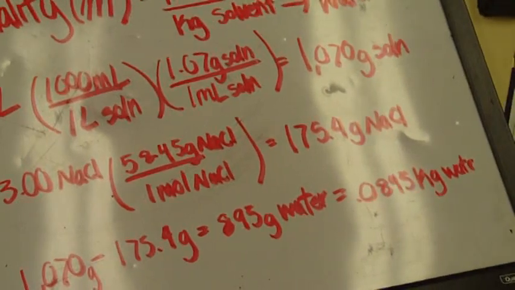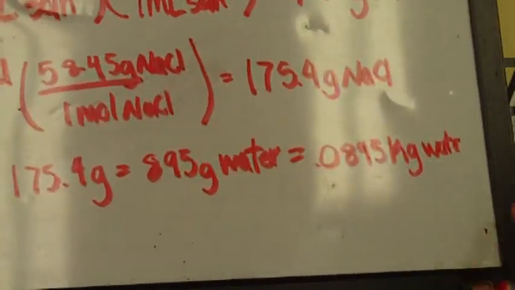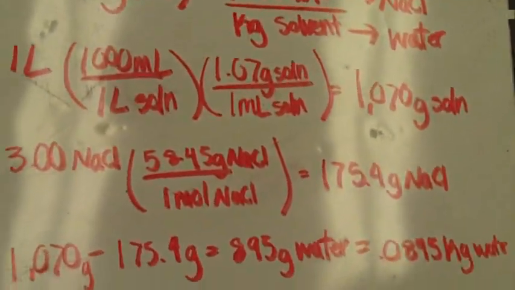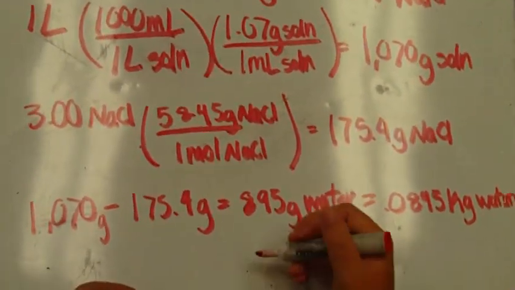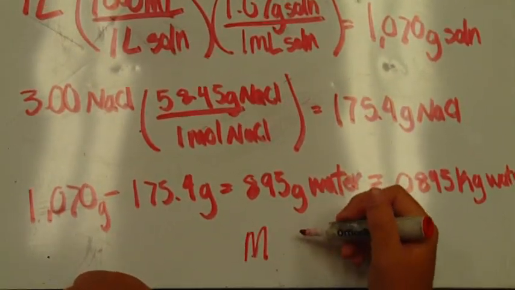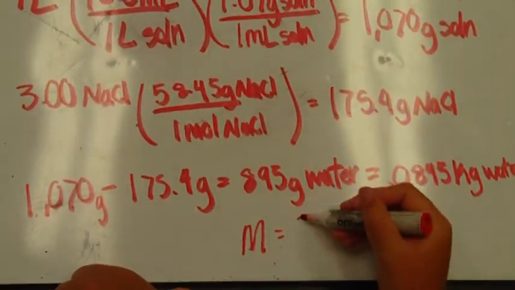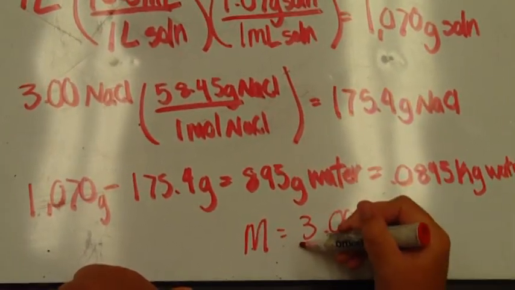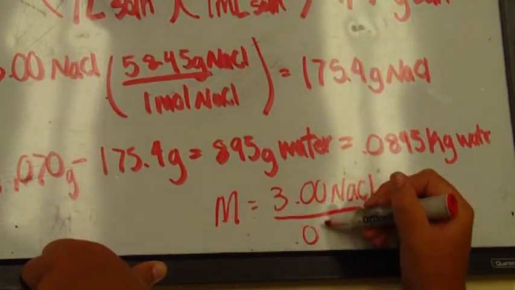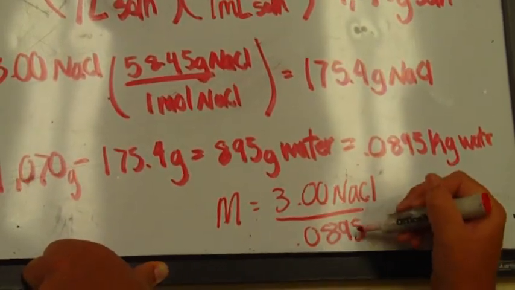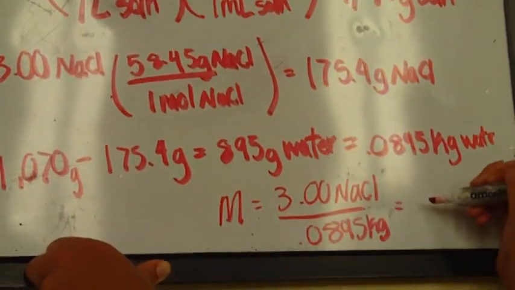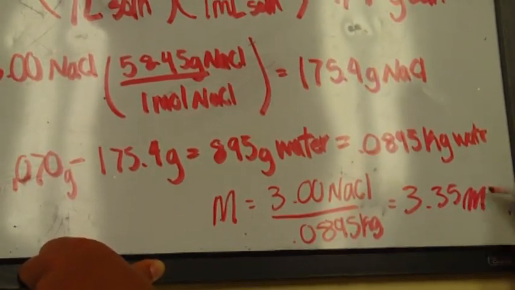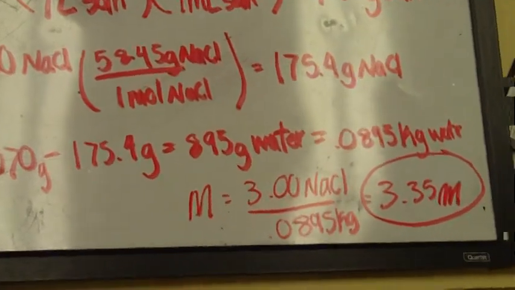So again, this all comes back to molality: moles of solute divided by kilograms of solvent. For the molality of this, we're working with 3 moles NaCl divided by 0.895 kilograms, and that is going to give us a molality of 3.35. That is the answer.